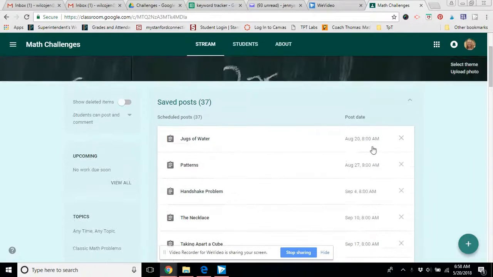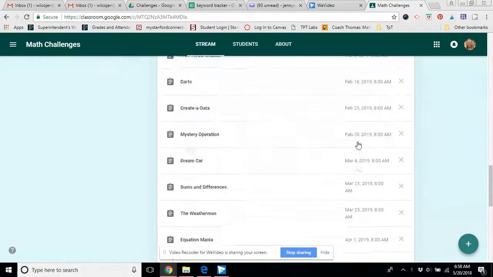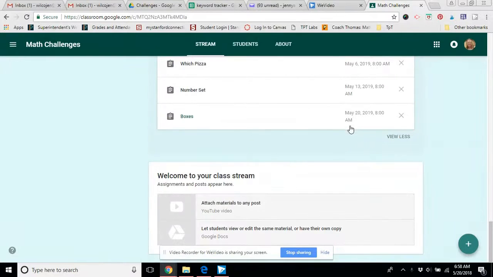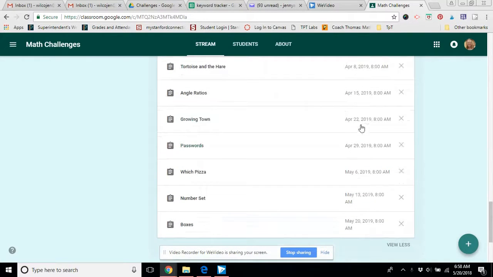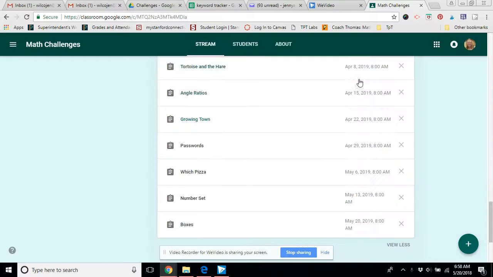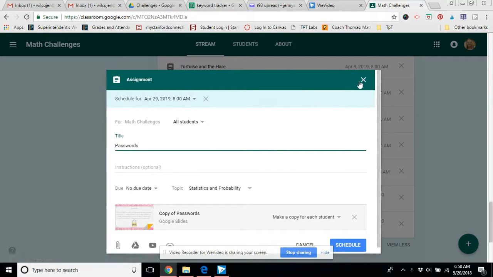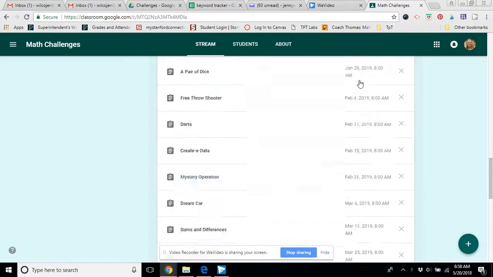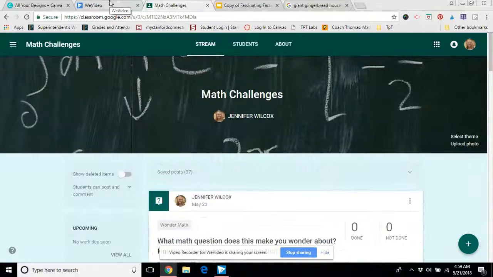And you can see I now have scheduled out my math challenges from August of next year all the way through May of next year. And so I love this because I at least have sort of my backbone built. Now I can certainly go in later next year and decide, oh, I don't want to do this problem. We're not where I thought we were going to be. Or, oh, I found this other great problem. I think I want to replace this one with something else. But I at least have a great start.